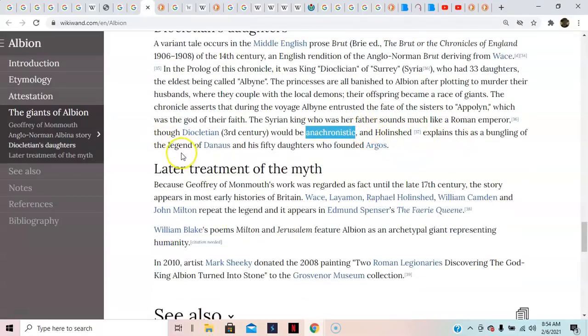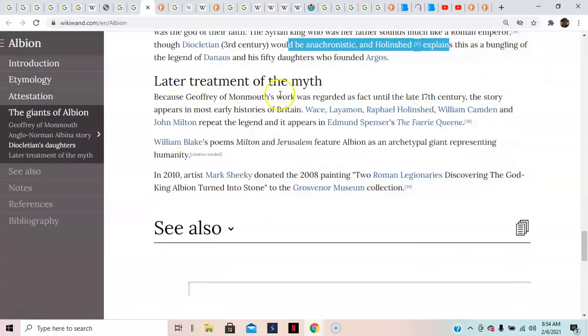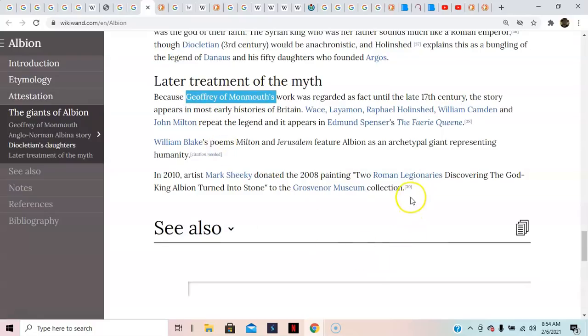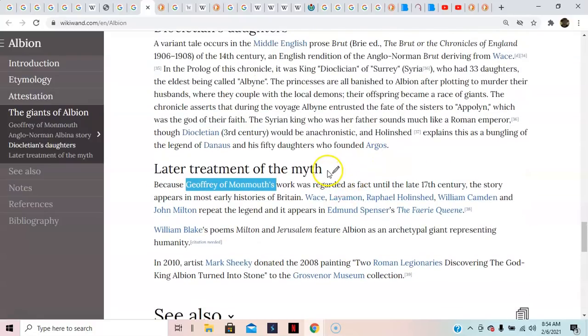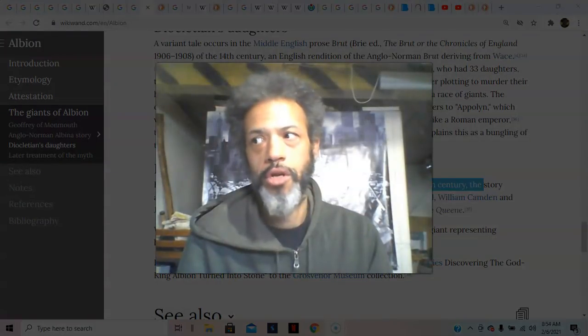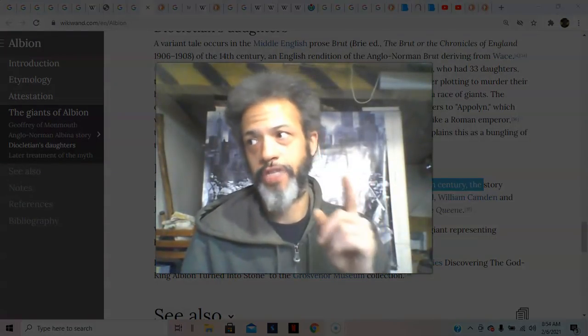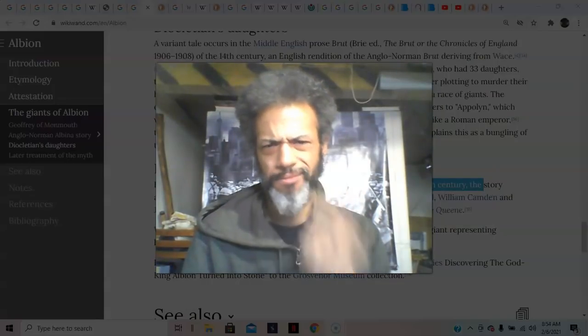Holinshed explained the bungling of the legend of Danaus and his 50 daughters who were found in Argos. Now, there is the true answer right there. It's out of time and out of place. Later treatment of the myth, because Geoffrey of Monmouth's work is to be considered unscratchable until you find out he was writing bullshit. The work was regarded as fact until the 17th century. Oh. So, Geoffrey's work was considered fact until the 17th century. They started reading other people's stuff, and they were like, what the fuck is this dude writing?